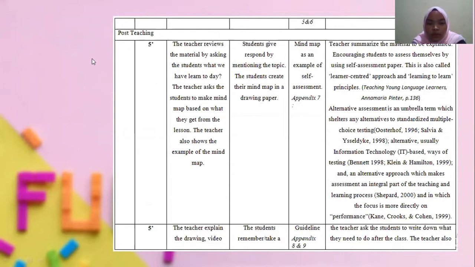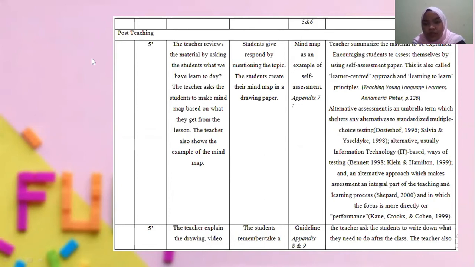So in this first 5 minutes, the teacher evaluates the students on what they have learned. The teacher makes a kind of mind map assessment, and the students will respond by mentioning the topic, and students create their mind map on drawing paper. And the teacher provides a mind map as an example of self-assessment, and here it is in Appendix 7.